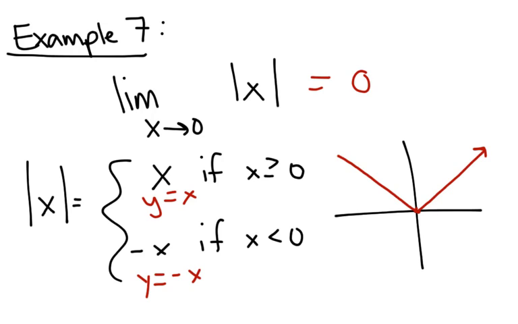So one of the other things I could have done is look at the limit from the left and the right. And if you look at it from the left and the right, you'll notice either way it's going to go to 0.